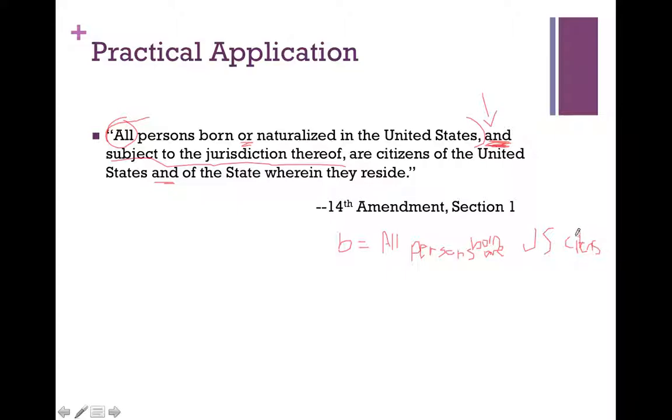It's not even using a stylus. So let's say B equals all persons born in the U.S. or U.S. citizens. We'll say N represents all persons naturalized or U.S. citizens, and then we're going to say that all persons, we'll use S, all persons subject to the jurisdiction of the United States are U.S. citizens. How do these three propositions connect, B, N, and S?